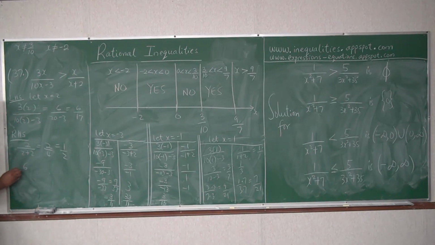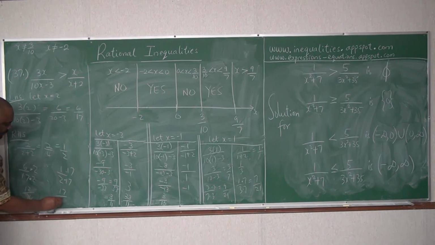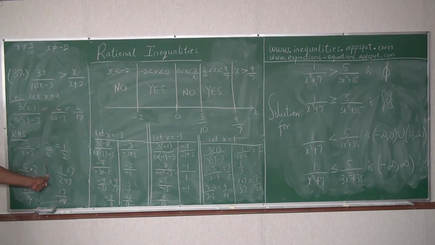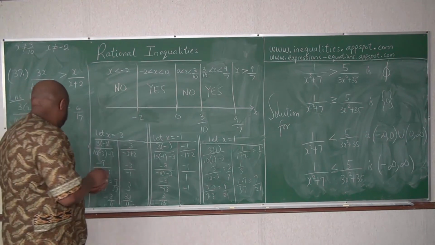So let's compare 6 over 17 and 1 over 2. This is times 2, times 2. So 6 times 2 is 12, 12 over 34. And this is times 17, times 17, and that is 17 over 34. So 12 is less than 17. So this is no.